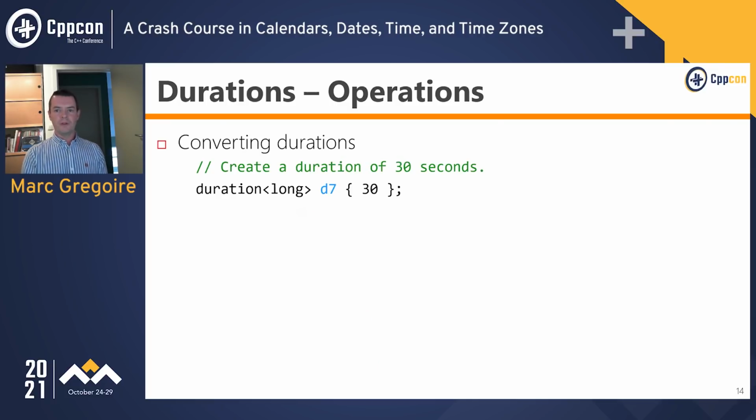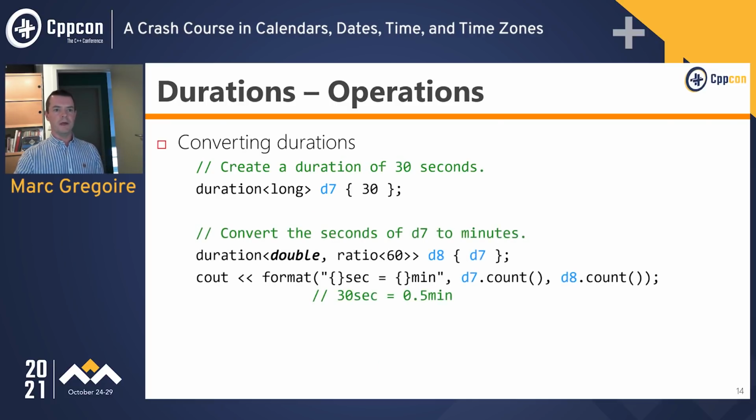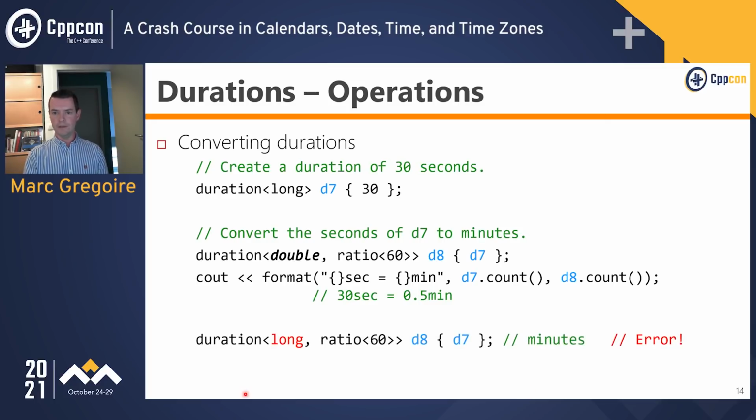Durations can be converted from one type to the other. Here I have a D7, which represents 30 seconds. So now I'm converting D7 to a duration where one tick is 1 minute. So D8 is represented with ratio 60 here as the period. And I'm using double to represent the number of ticks because I'm converting from seconds to minutes, which can result in a non-integral value, so you have to use a floating point type. If not, you will get a compilation error.